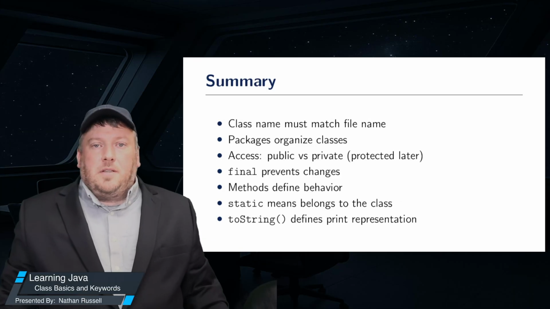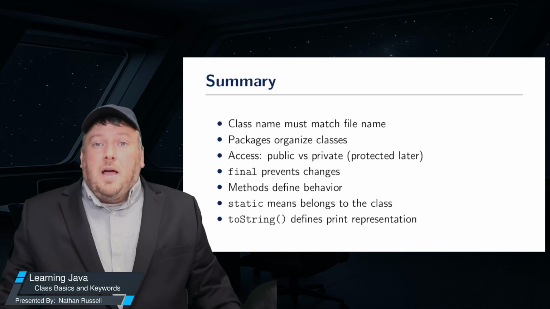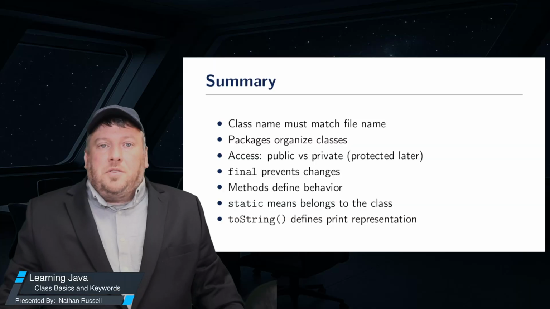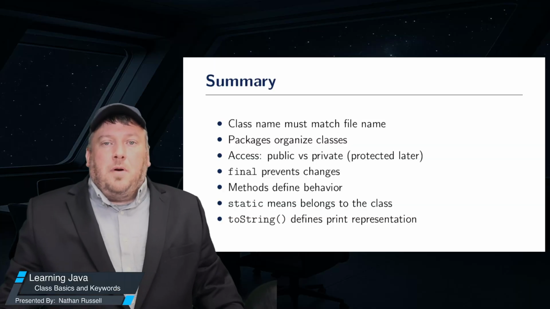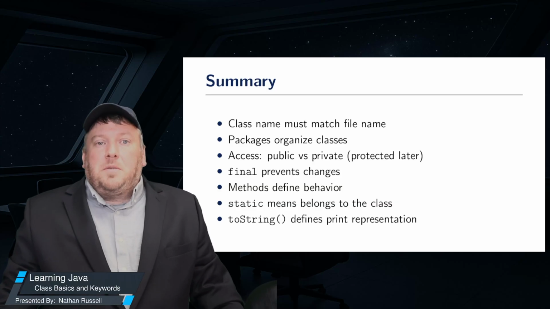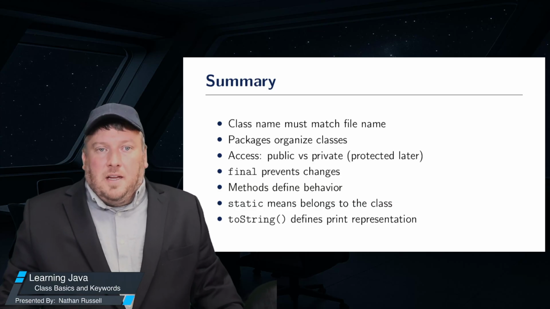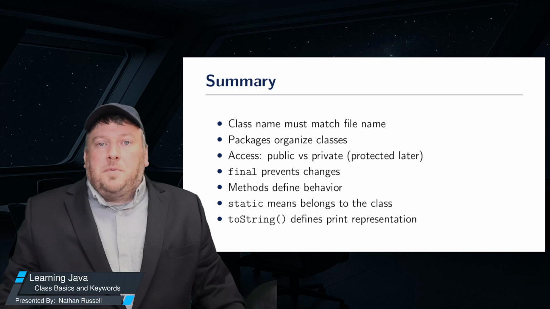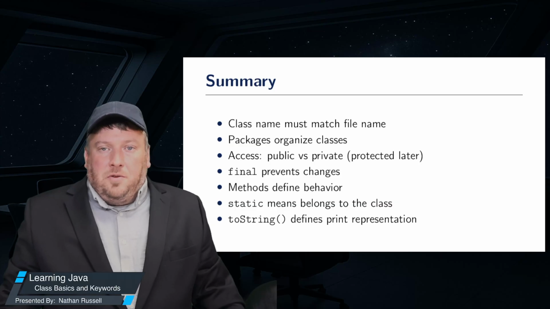To summarize, the class name must match the file name. If it's called students.java, that means the public class must be called student. The constructor must be named the same as the class name. The package must be declared at the top of the file. Public and private are the keywords that define who can access your code.